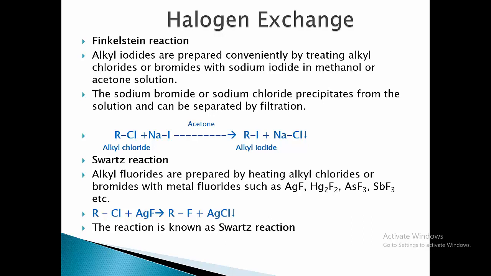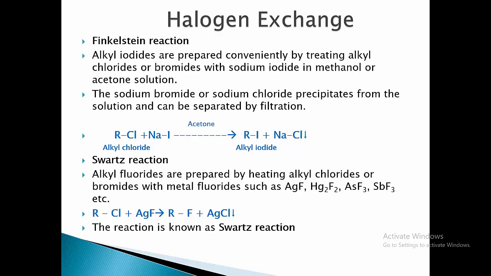Then second is the Swarts reaction. This reaction is used for the preparation of alkyl fluorides. Now here, when alkyl chlorides or alkyl bromides are treated with metal fluorides such as silver fluoride, mercuric fluoride, arsenic fluoride or antimony fluoride, they give alkyl fluorides.